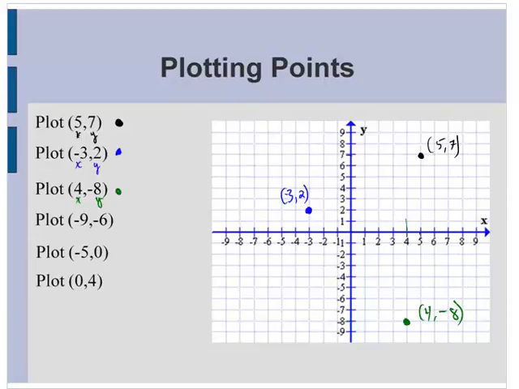Where is the point -9, -6? Where is the x-coordinate -9? Right here. Where is the y-coordinate -6? Right here. Where do they intersect? This point is -9, -6.